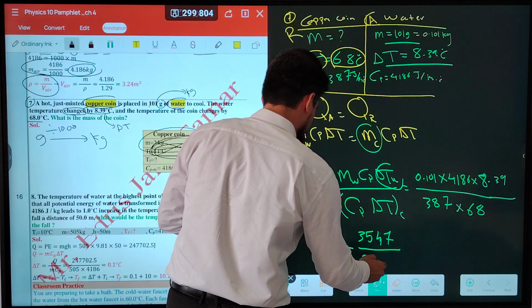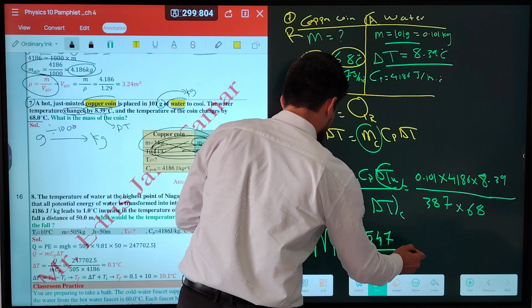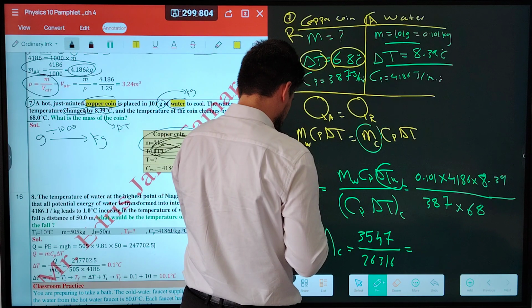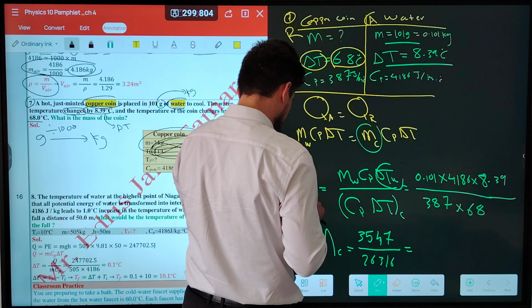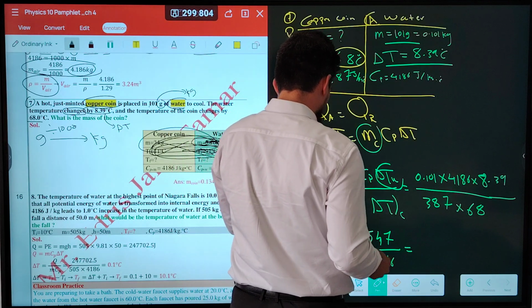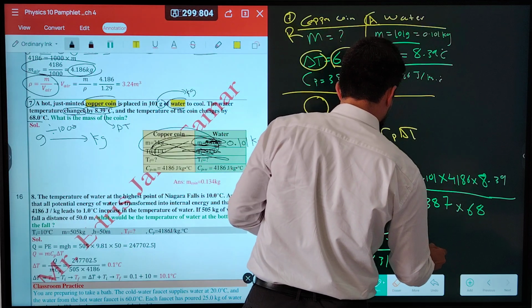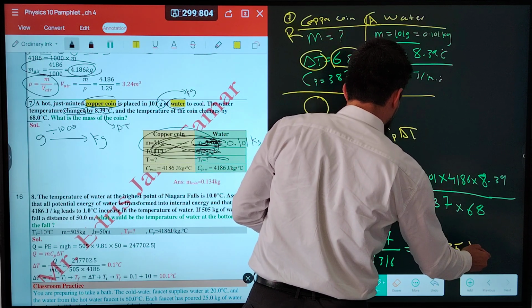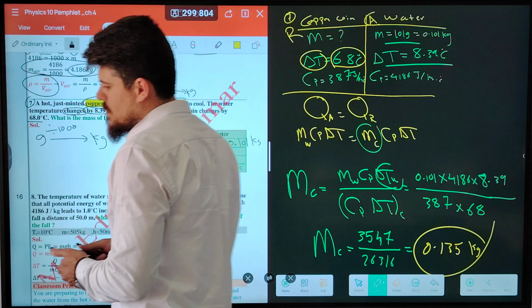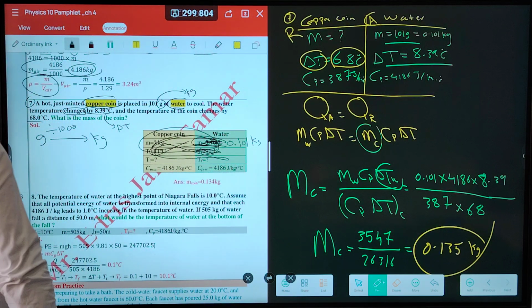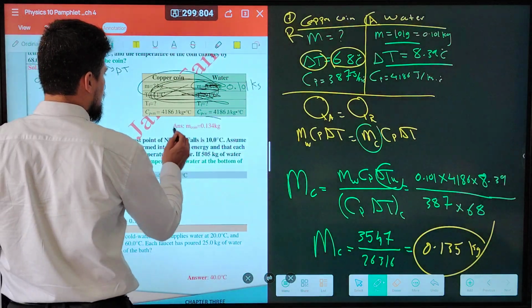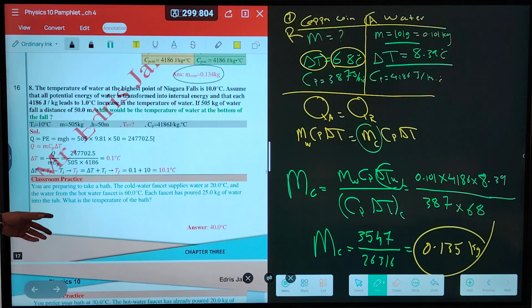I got 26,316. 3,547 divided by answer. I got 0.135. 0.135 kilogram mass of copper. This is the mass of the copper, 0.134 or 0.135, it doesn't matter, okay?